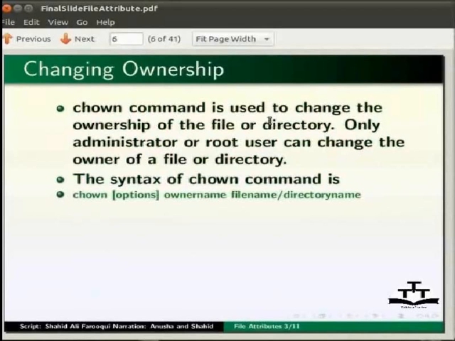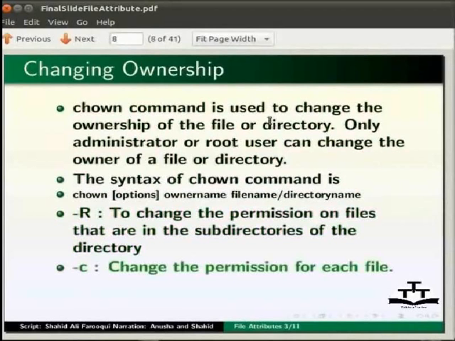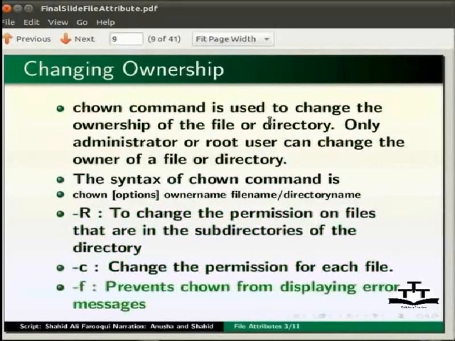We may give the following options with the chown command: -R to change the permission on files that are in the subdirectories of the directory that you are currently in. -c changes the permission for each file. -f prevents chown from displaying error messages. Now we will look at some examples.